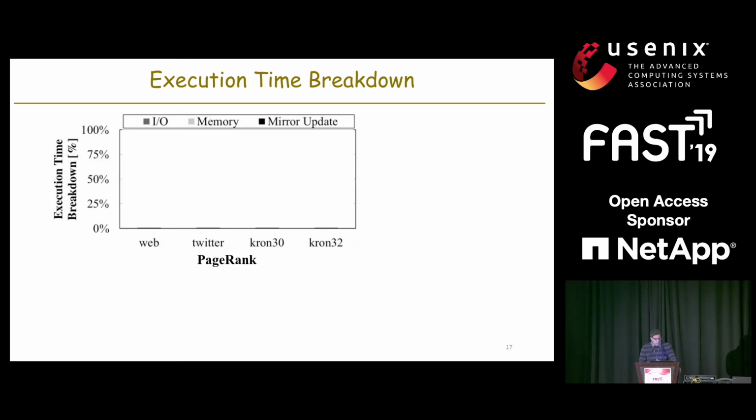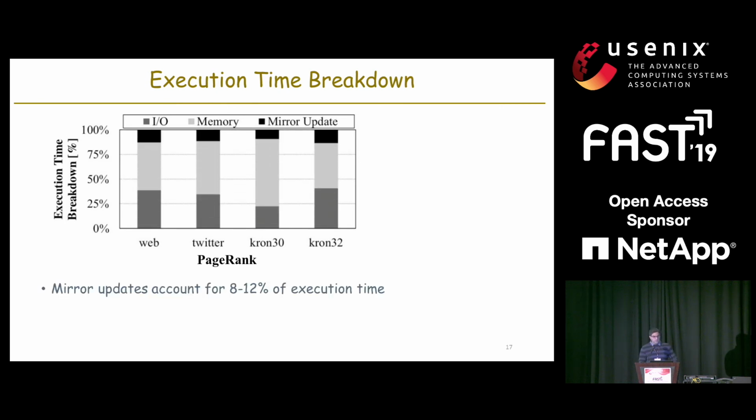Okay. We also report execution time breakdown, where we divide the execution time into I/O, memory, and mirror update. And we can see that mirror updates only account for 8 to 12% of execution time. And interestingly, I/O doesn't remain the main contributor to the total execution time. Sometimes it's more the computation and memory accesses which dominate the execution time.